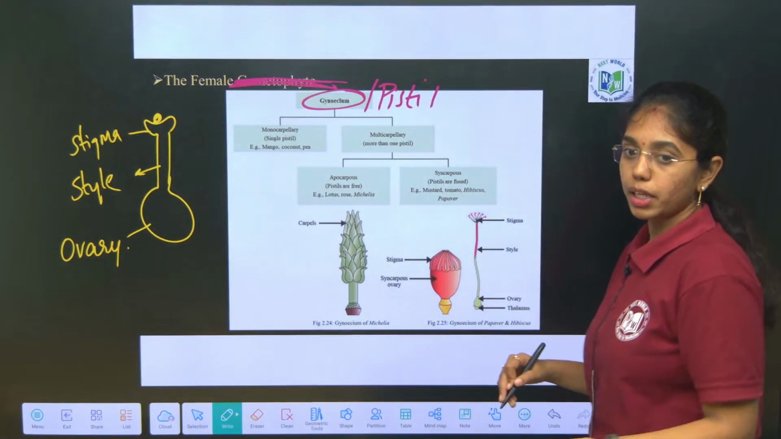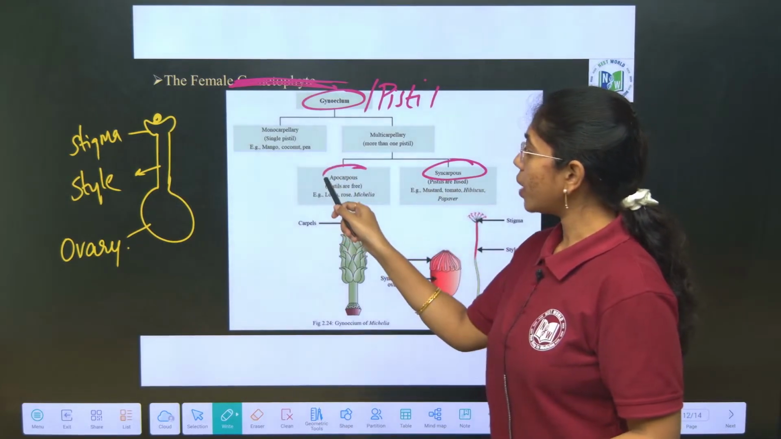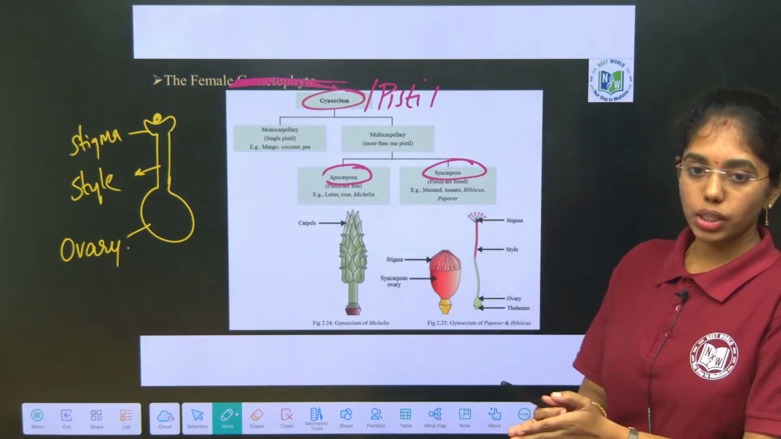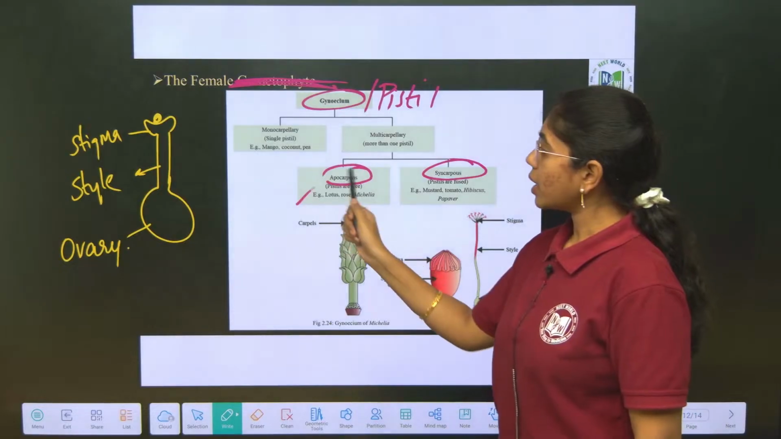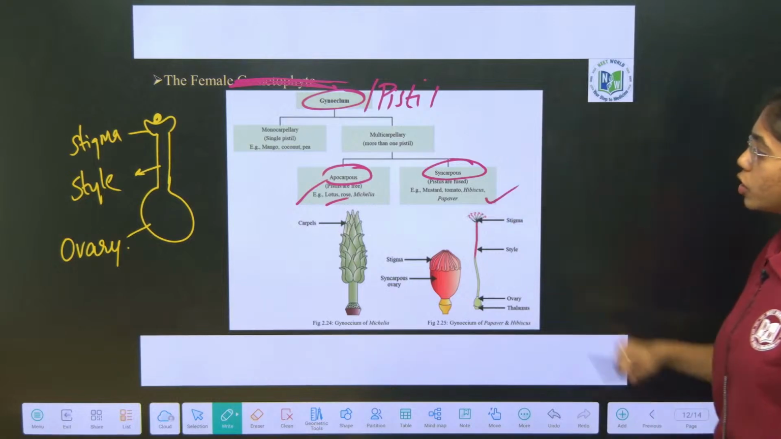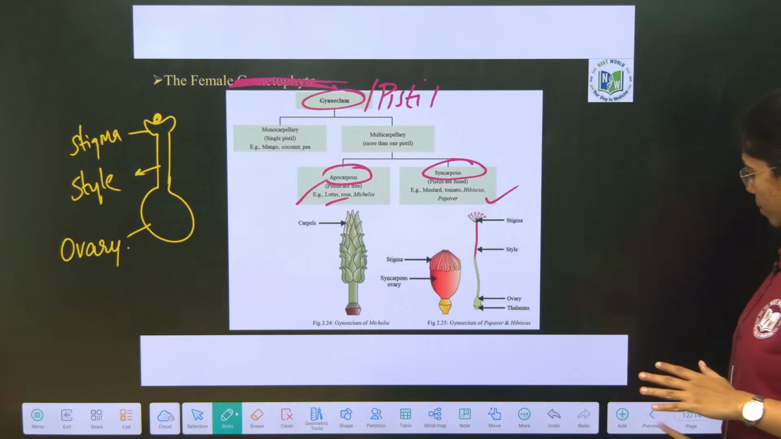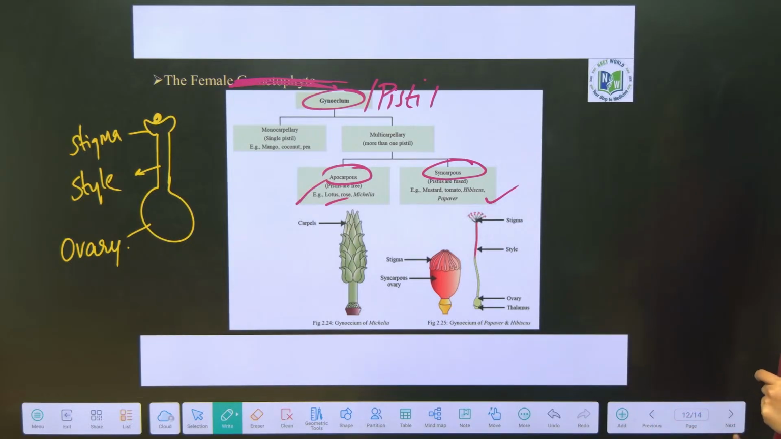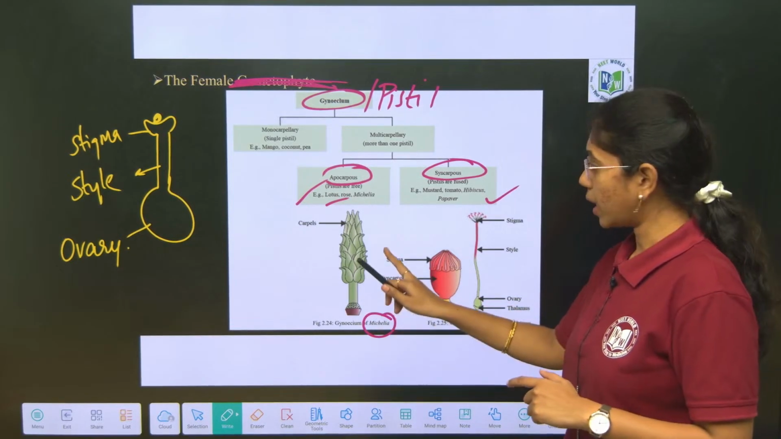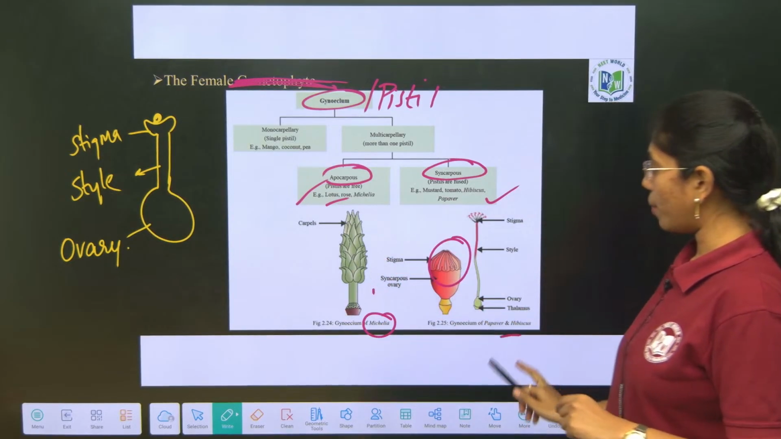Fine. So, monocarpellary has single carpel unit. Multicarpellary has many carpel units. It can be apocarpus or syncarpus. Apocarpus where carpels are free from each other. Syncarpus where carpels are fused with each other. Apocarpus examples are lotus, rose and michaelia. Syncarpus examples are mustard, tomato, hibiscus and papaver. Clear till here? This is the diagram given in your NCERT for michaelia, which shows apocarpus condition. This is the syncarpus condition of papaver and hibiscus.